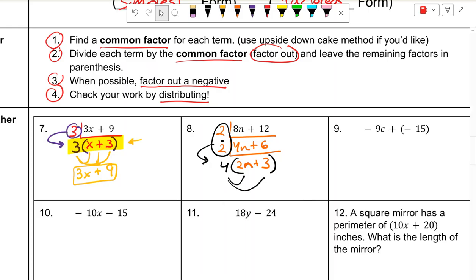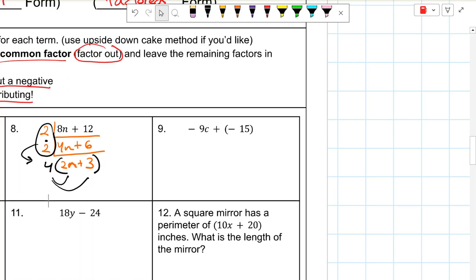All right, number 9. Right off the bat, did you notice that both terms have negative signs? So let's take care of those. We have negatives for both, so I'm going to factor out the negative. And I'm going to factor out a 3, because 3 goes in both 9 and 15. So negative 9c divided by negative 3 is positive 3c.